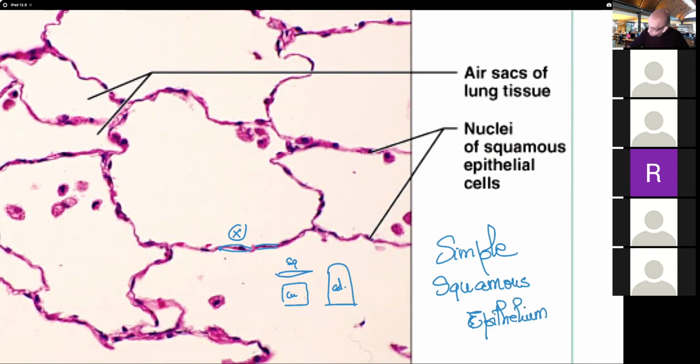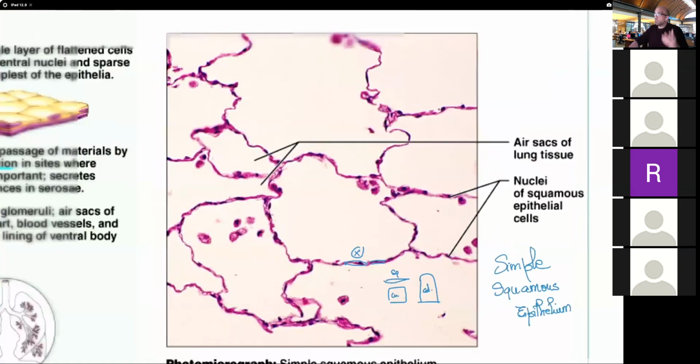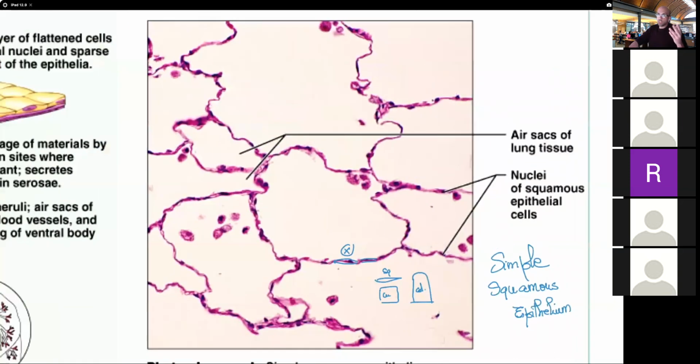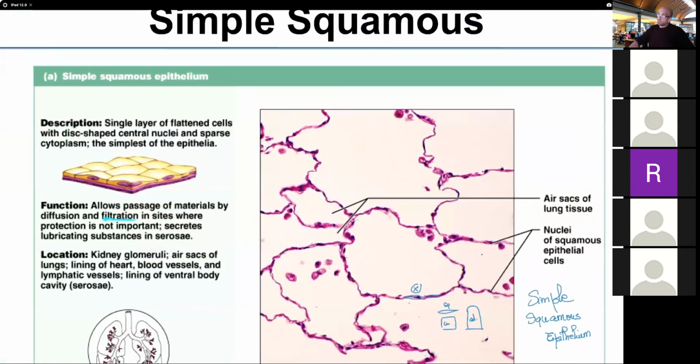On the exam, you're going to have those or similar diagrams provided by the college, and I will be asking you to identify the type of epithelium or identify the type of tissue. So what's going to be the type of tissue that we're looking at? It's a simple squamous epithelium. Easy, easy.